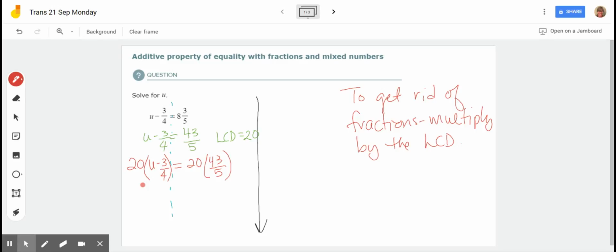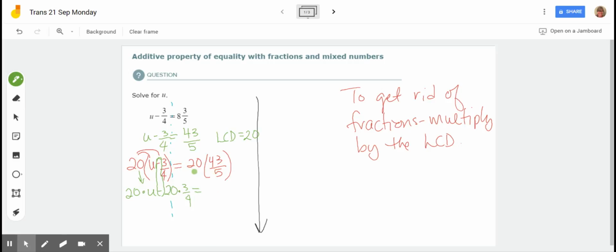You are going to distribute that 20. That 20 is going to multiply by the u and by the negative 3/4. So we're going to go next line. We're going to go 20 times u minus 20 times 3/4. I'm sorry, I don't have enough room. I should have written it a little bit differently, so I can't keep it quite in line. Do you see that this minus is this minus right here? Those two are the same ones.